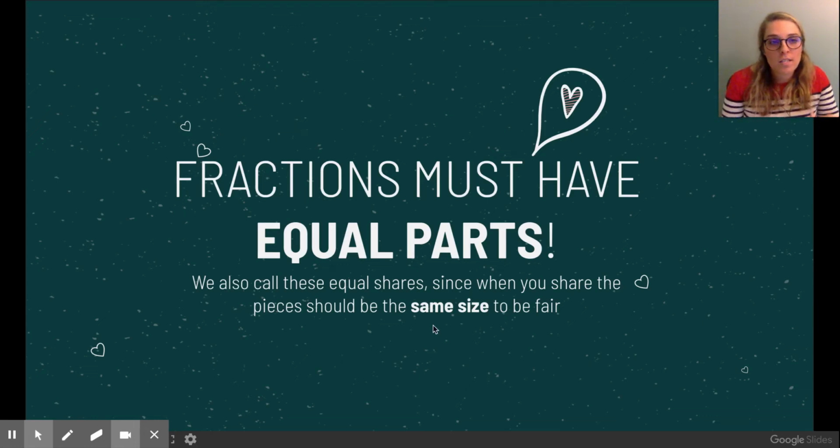We can also call these equal shares. You might run across some questions that say that. Equal shares is also a really great way to think about equal parts, since we know when you share something, you should be splitting it equally, right? Or else the people you're sharing with aren't going to think you're a very nice person.